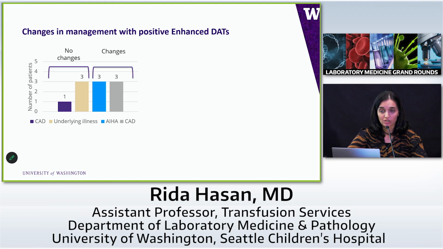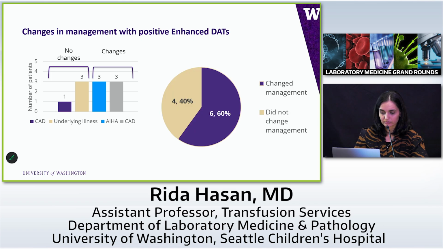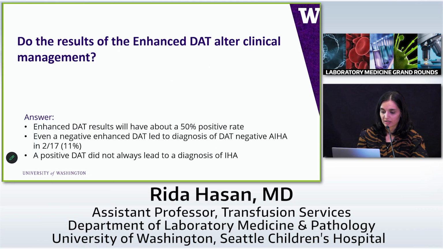And it's because 1 patient already had the diagnosis. So although the enhanced DAT found it, they already had the diagnosis and they would have treated them exactly the same. And then 3 patients, despite it being positive, they still felt like it was too weak of an antibody to cause the degree of hemolysis they were working up. So 60% it changed management and 40% it did not change management.